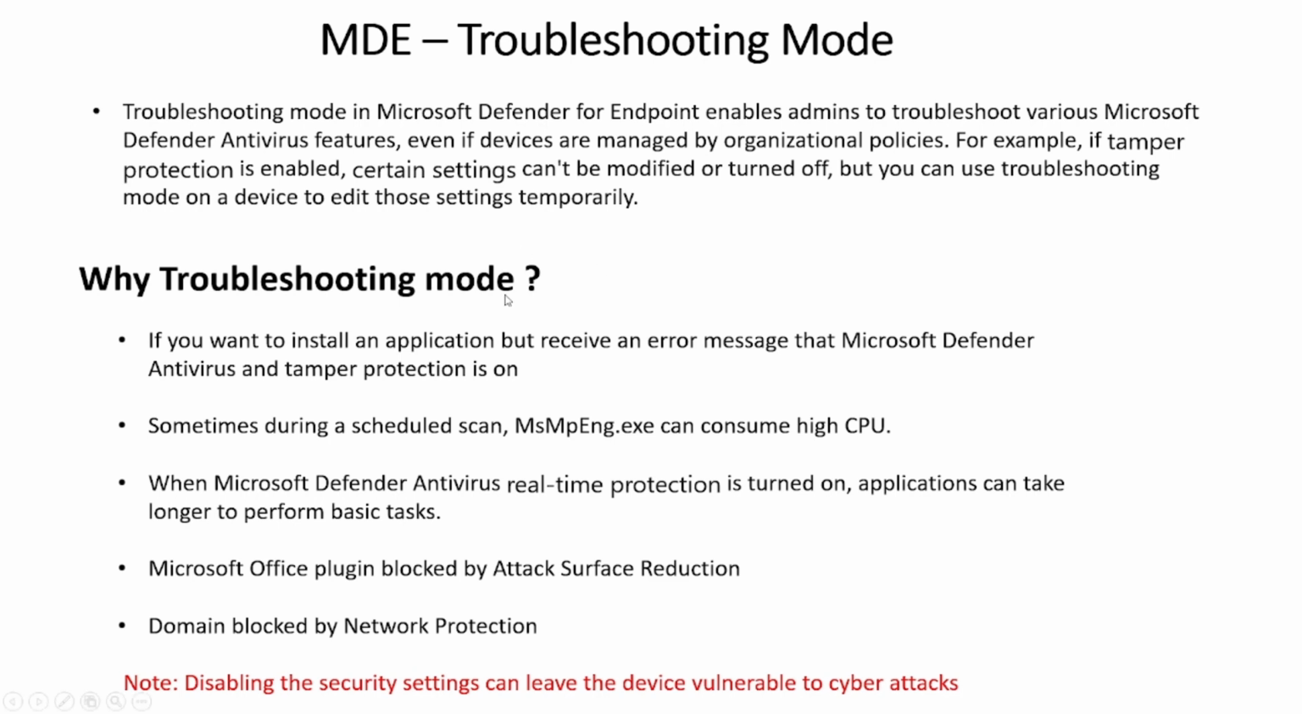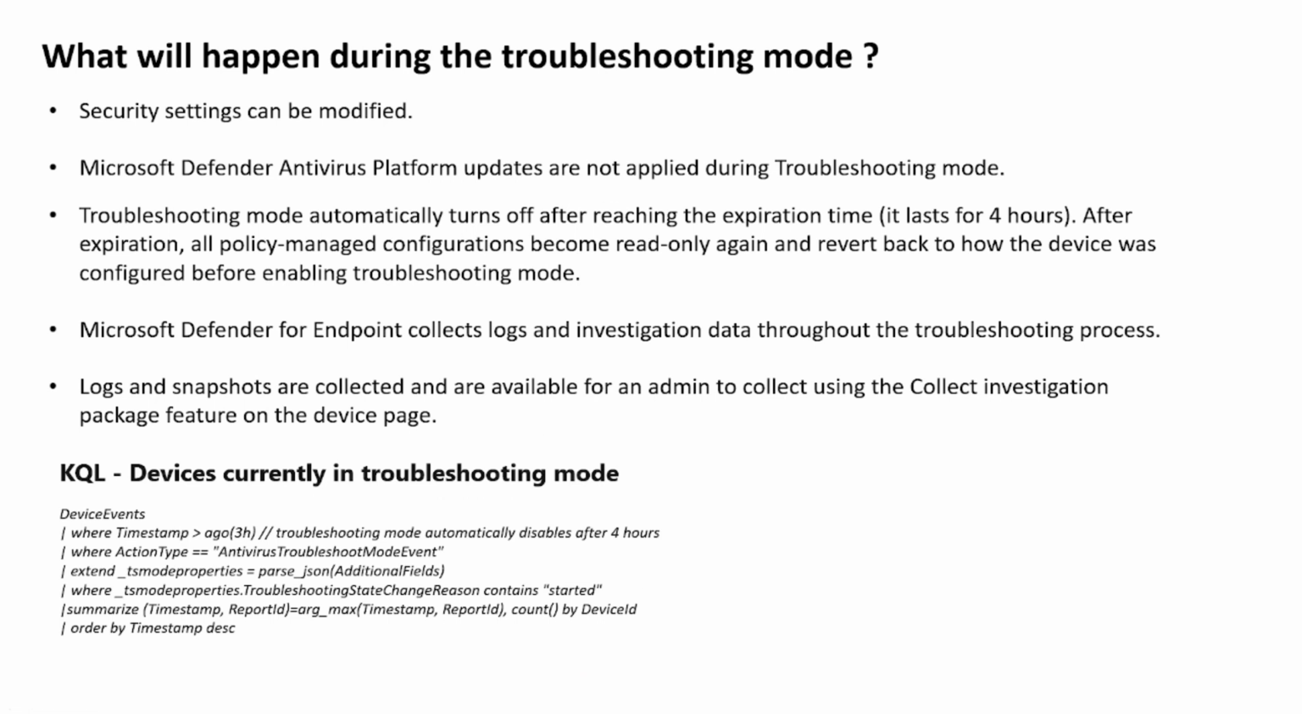So now, what will happen after you enable the troubleshooting mode? Of course, we have already discussed that you are able to make security setting changes after you turn on troubleshooting mode. You can even disable your tamper protection and your real-time protection. Other than that, after you enable the troubleshooting mode, it is active only for 4 hours. After that 4-hour window is reached, the troubleshooting mode ends automatically, and whatever security setting changes you have made inside the endpoint will revert back to their original state.